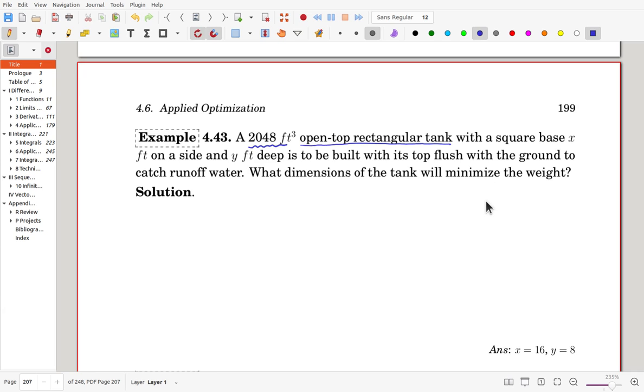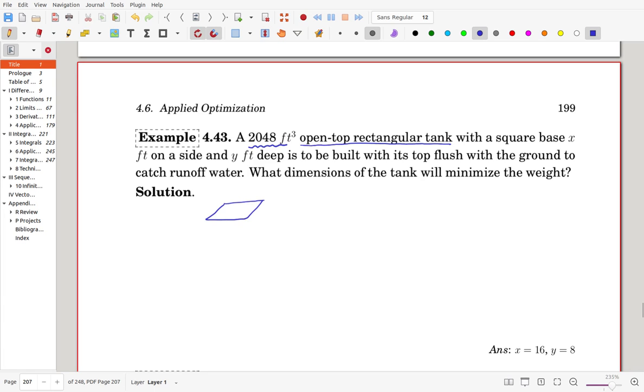Minimizing the weight means minimizing the surface. So the volume is given, and now we have to minimize the surface. Minimizing the weight means just the surface area must be as small as possible. Okay. So here there are two things. One is volume. So let's try to visualize the tank.